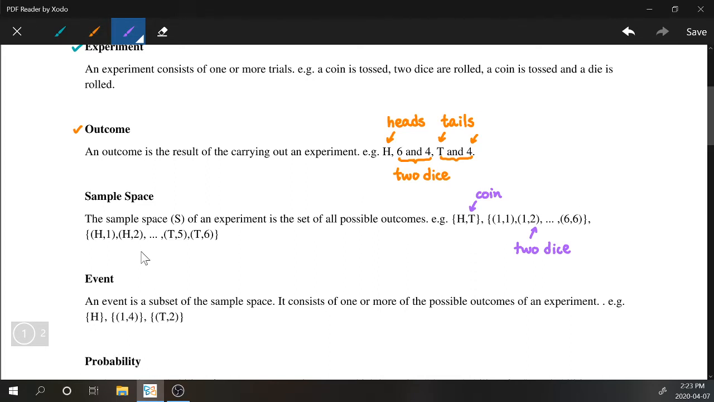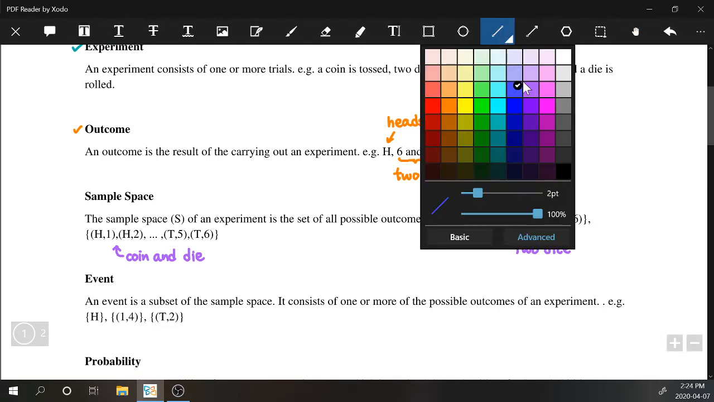So finally, the last part, this will be coin and die. And sometimes you'll be able to figure out what the experiment was based on the sample space, but not all of the time. But so coin and die. So a sample space is all of the possible outcomes. Emphasis on the word all.